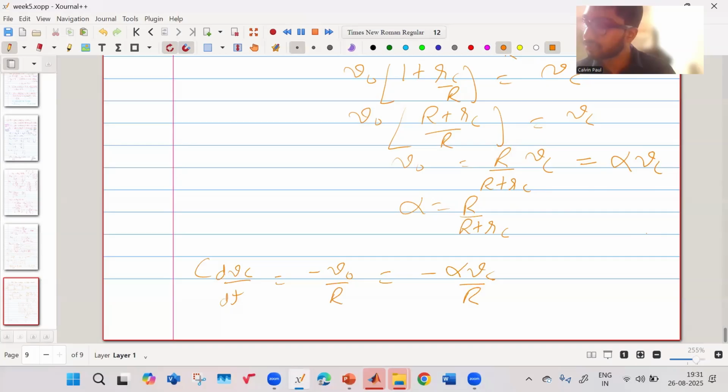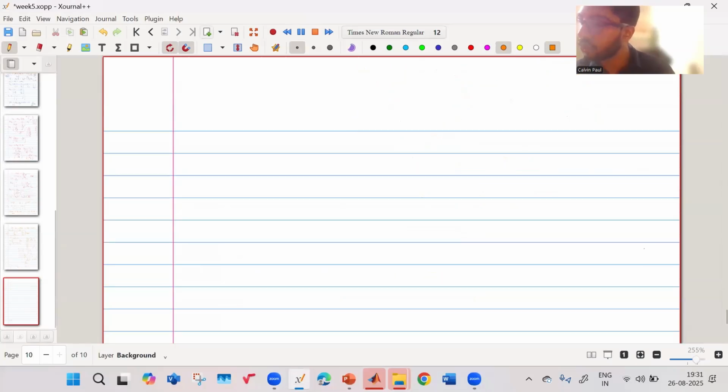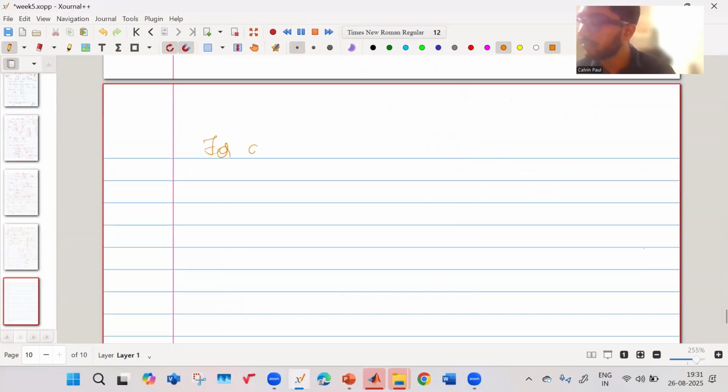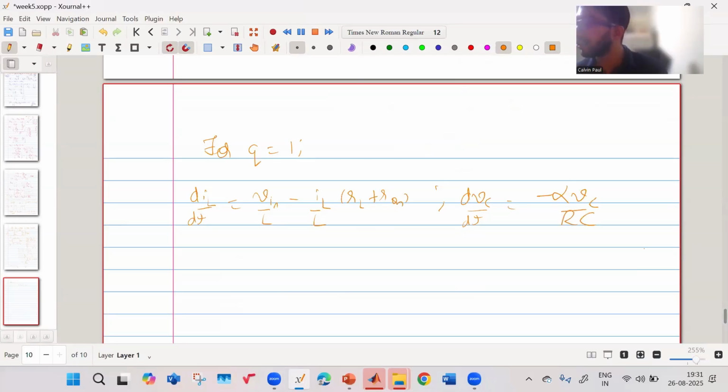So for Q equal to 1, your dIL by dt, that is Vn minus IL into RL plus R on, all over L, and your dVC by dt, that is equal to minus alpha VC upon RC. This is for Q equal to 1, and your V output in this case also is equal to alpha VC. So this expression also you got.